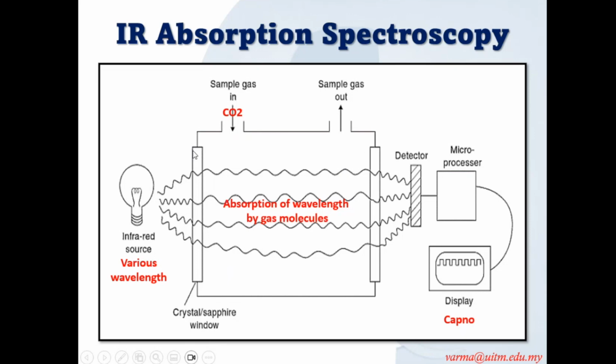We don't put a glass here because glass will partially absorb infrared, whereas the crystal sapphire window does not absorb any wavelength. So all the infrared wavelength which is emitted from the source will go into the sampling chamber. The sample goes in, sample goes out.